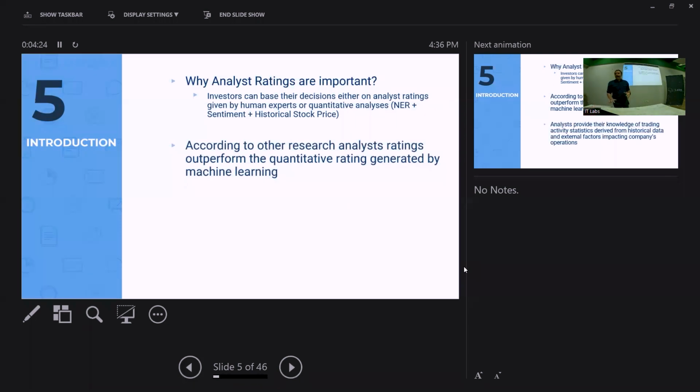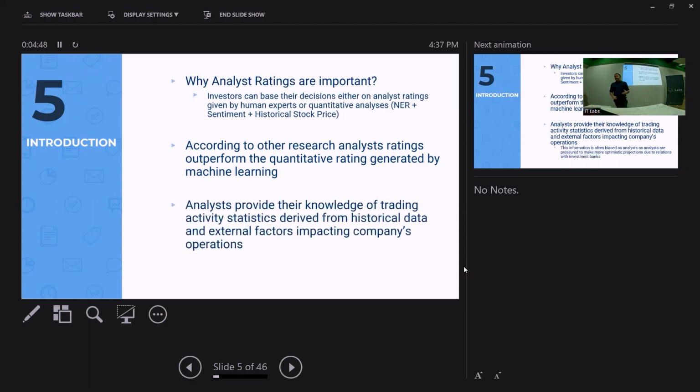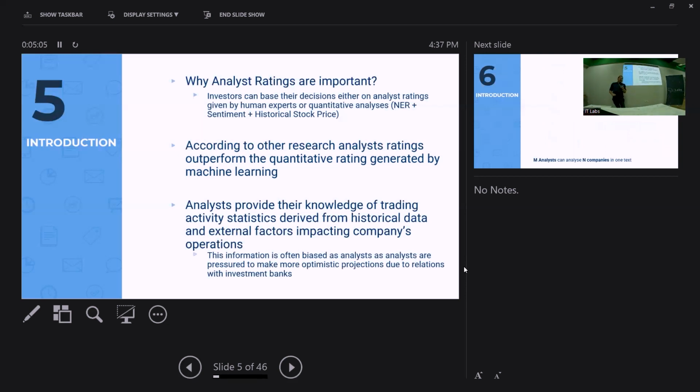But here I had some references, but I deleted them. So you have to believe me that according to other researchers, analyst ratings outperform the quantitative rating generated by machine learning, because it's not so easy to predict the stock. In several researches, you can find that analyst ratings is important. Yes, as I mentioned previously, they provide their knowledge of trading activity statistics derived from historical data, and they use some external factors that can influence the company's operation and thus the price of the stock. Of course, we have an issue here.